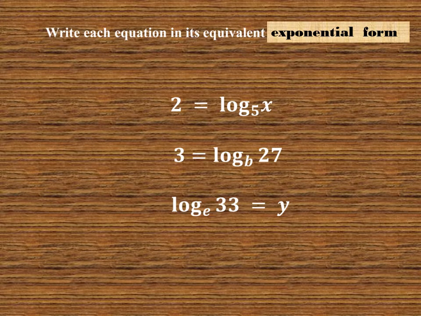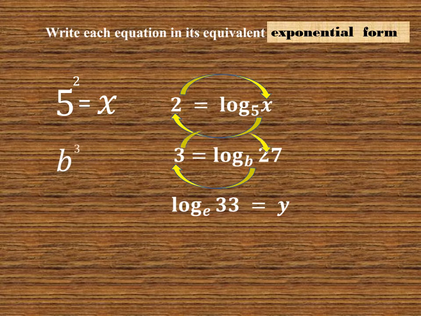Now we need to write each equation in exponential form. So if we have 2 equal log base 5 of x, so that's 5 to power 2 equal x. If we have 3 equal log base b of 27, and we need to write it in exponential form, so that's going to be b cubed equal to 27. Then the last one is going to be e to power y equal to 33.